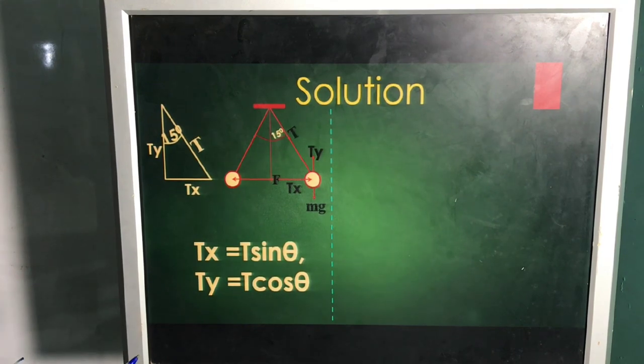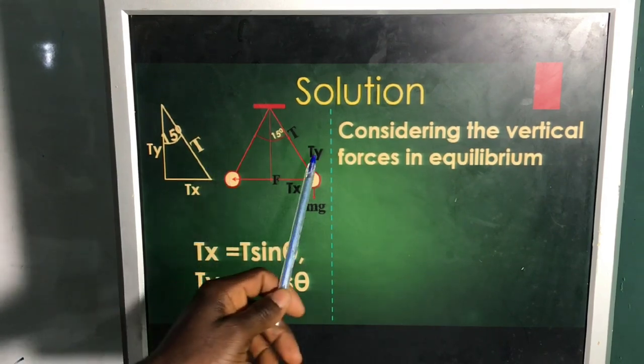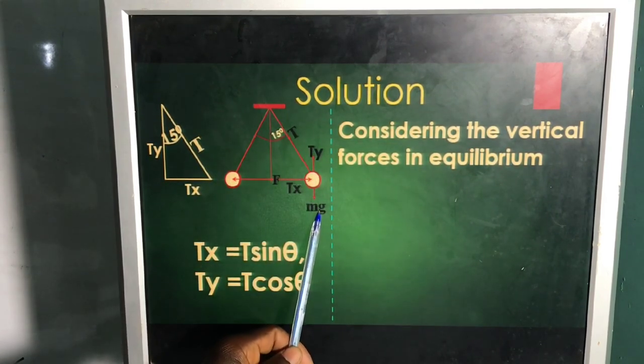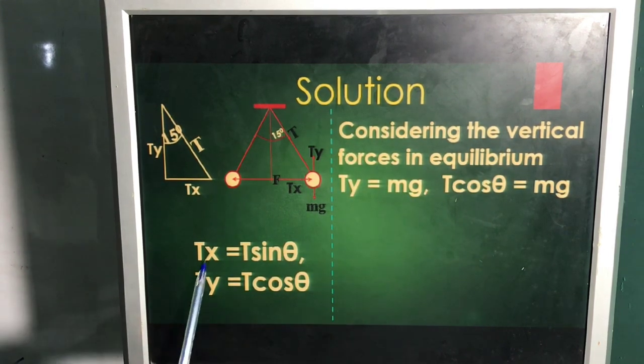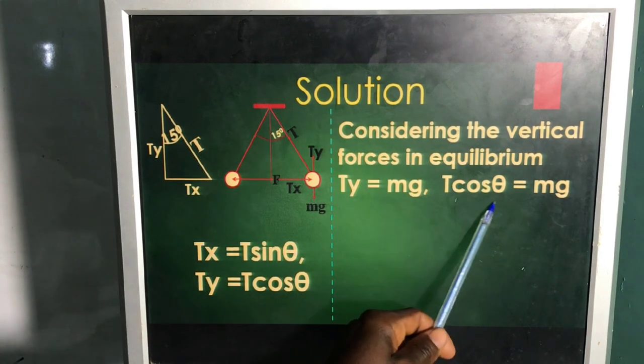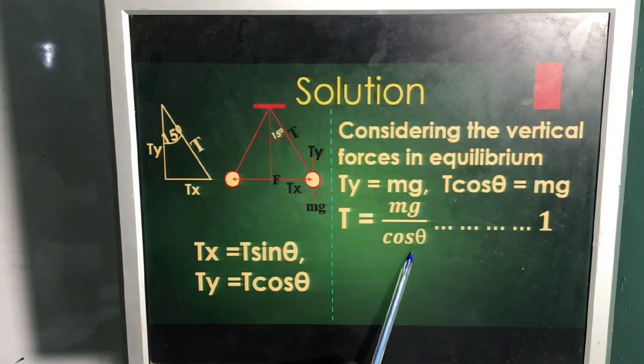So what we do is that we consider the vertical forces in equilibrium. Vertical forces Ty and mg, they are parallel, and parallel forces are equal. So Ty is equal to mg. But remember that Ty is T cos theta, so we get T cos theta is equal to mg. Let's make T the subject in this equation. That will give us mg over cos theta. Take note of this equation 1. I will use it in the upcoming slide. So T is equal to mg over cos theta. Let's call it equation 1.